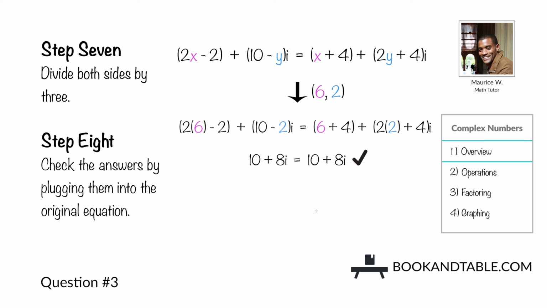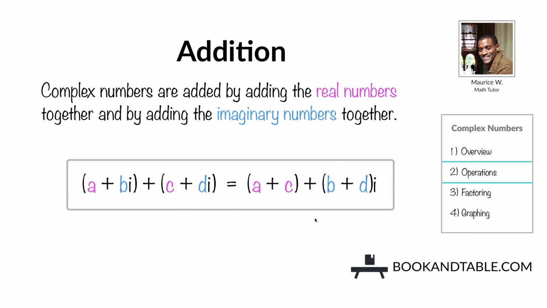So that is the equality rule. Let's now begin discussing the basic operations to complex numbers. We'll kick things off by discussing addition. Complex numbers are added by adding the real numbers together and by adding the imaginary numbers together.